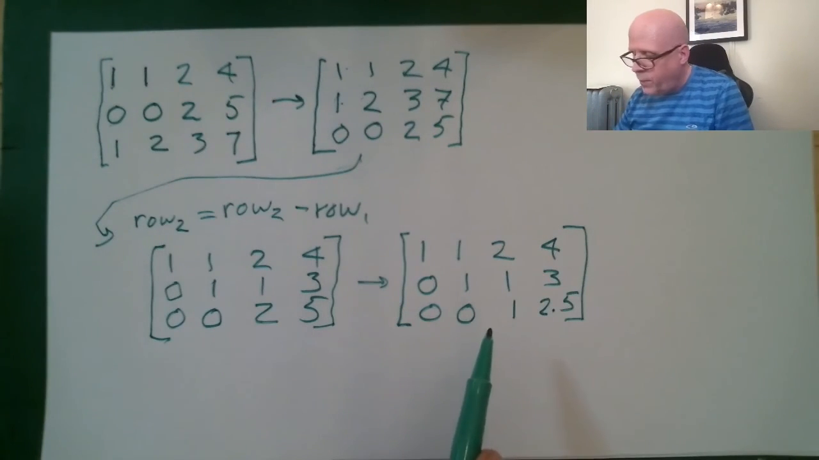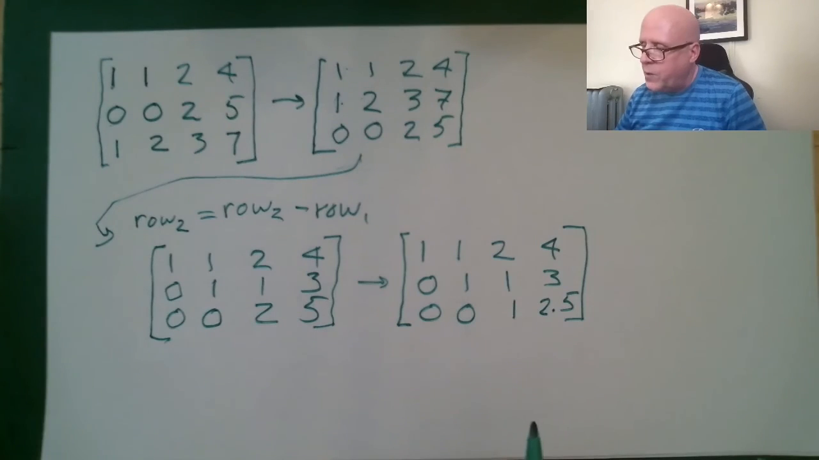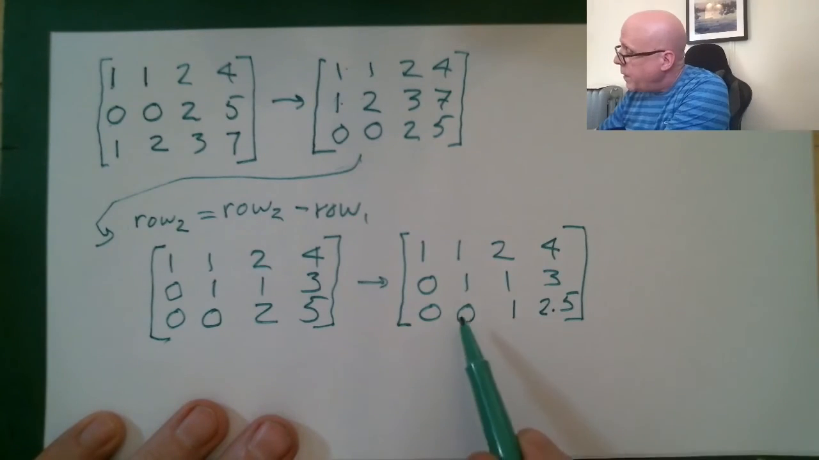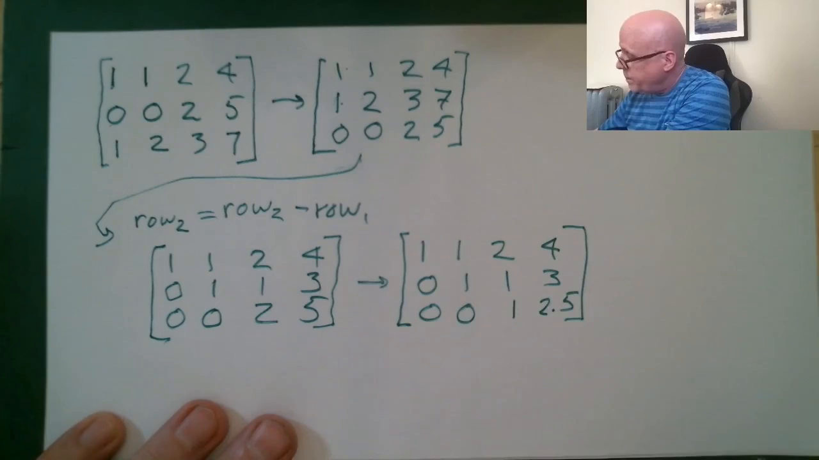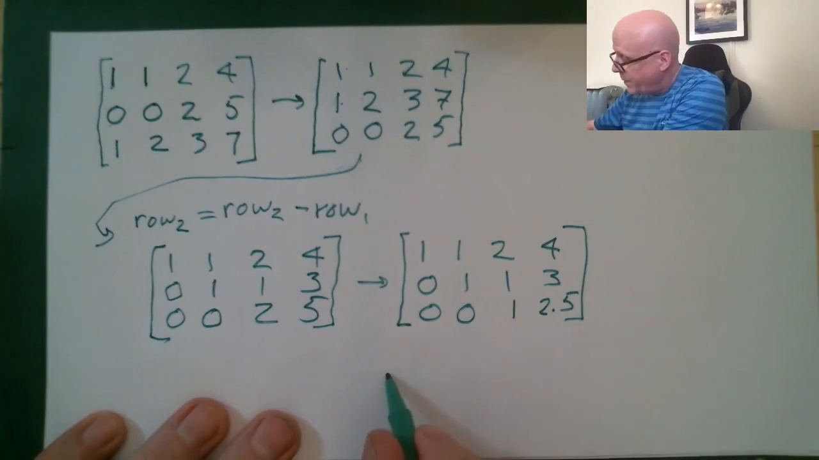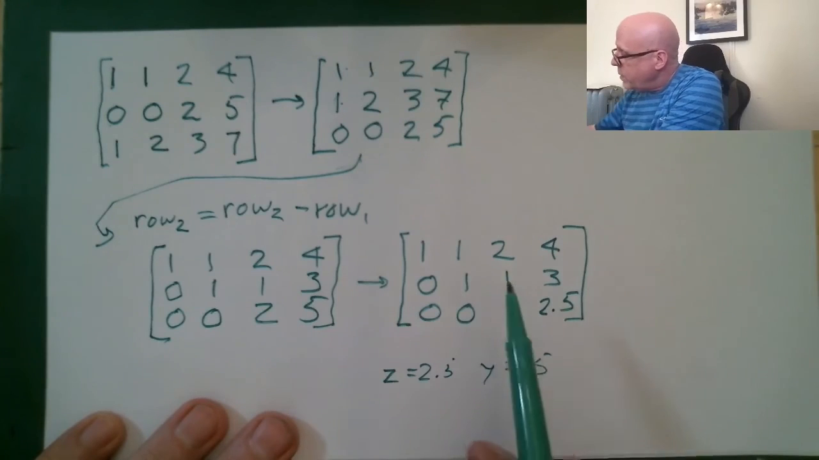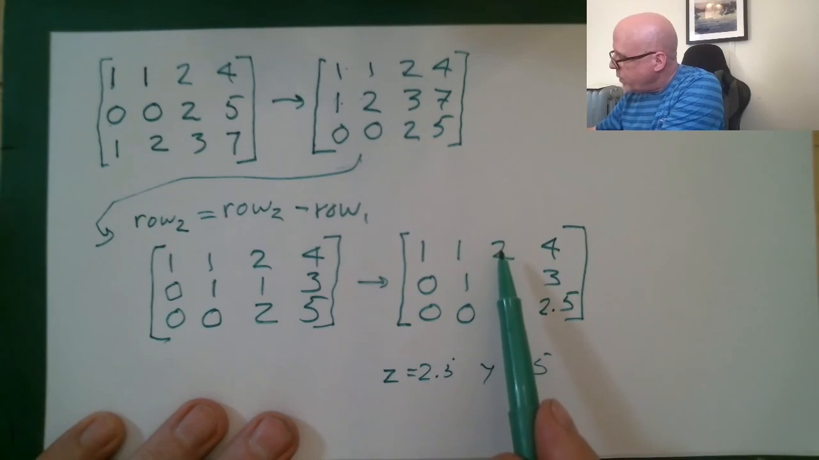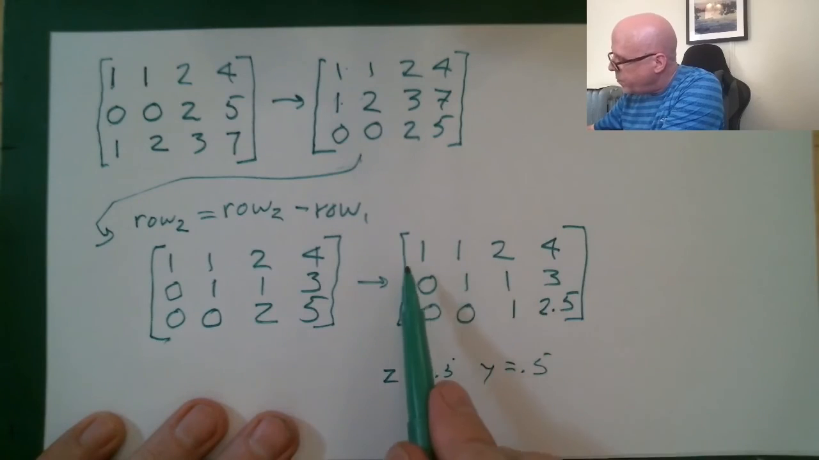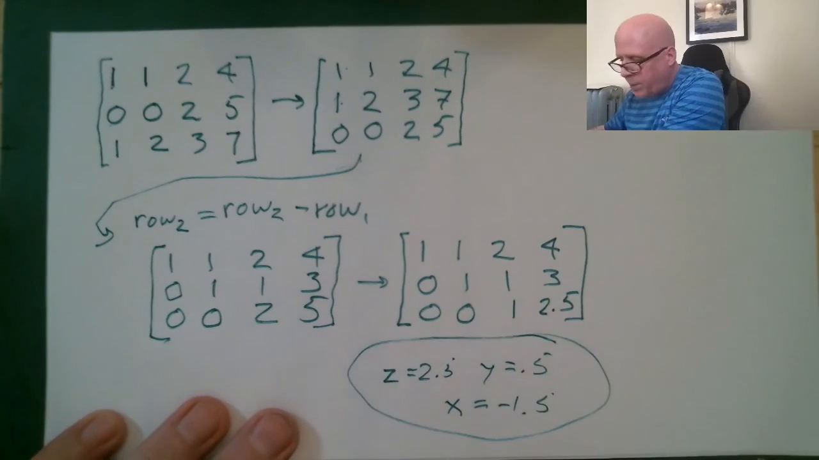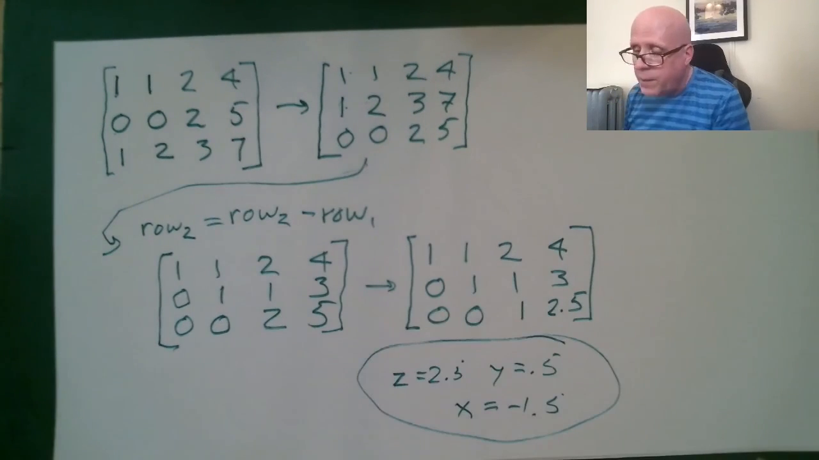Now this is in that really nice form where you can figure out the answer. The last equation literally says z is 2.5. The next one says the sum of y and z is 3. So now I know y is 1/2. Right? I get z is 2.5, y is 0.5, because the two of them together have to add up to 3. And then what is this going to say? Well, that would be 2 times 2.5, or 5, plus a half. 5.5 plus x gives us 4. x has to be negative 1.5.